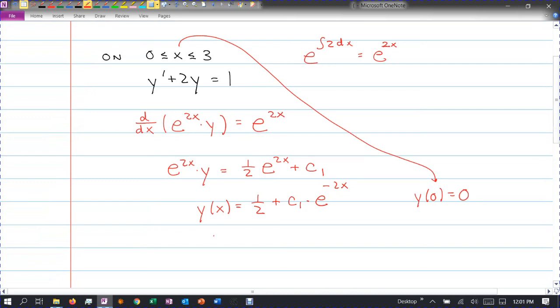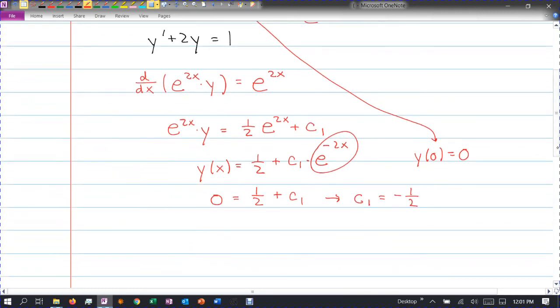So we know the left side must be 0 whenever we plug in 0 for x. So we get 1/2 plus 0 in here, which would give you just c1. That tells us that c1 is equal to negative 1/2. So here's what we've got: on this interval, our function of x is going to be 1/2 minus 1/2 e to the negative 2x. Okay, that's on the interval 0 to 3.